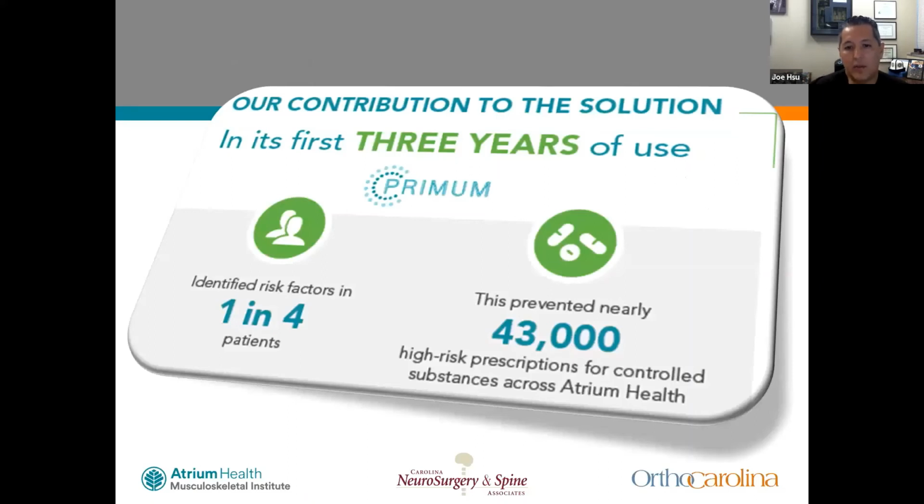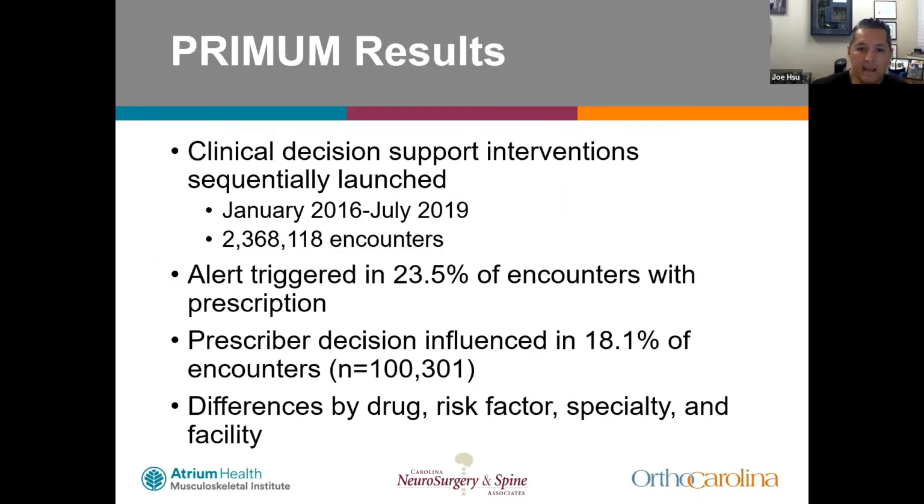So some of the local impacts, just in the first 3 years, there were about 43,000 high-risk prescriptions that were prevented from this. So again, the main goal is not prevention. The main goal is to give information, have influence. And it turns out that close to 1 in 4 of our patients have some risk factors. And so these clinical decision support interventions kind of launched slowly over time. They didn't all launch at once.